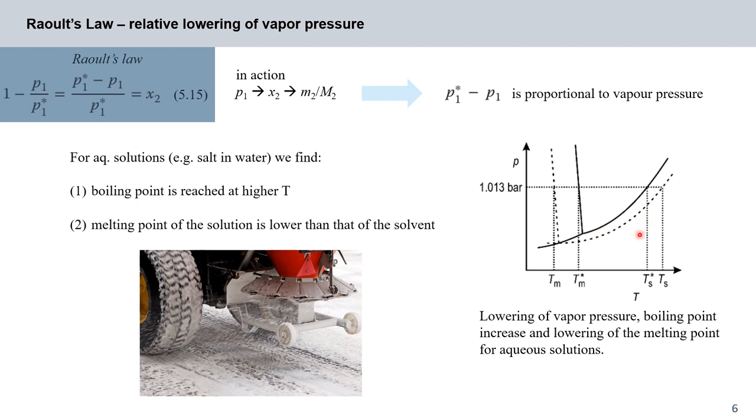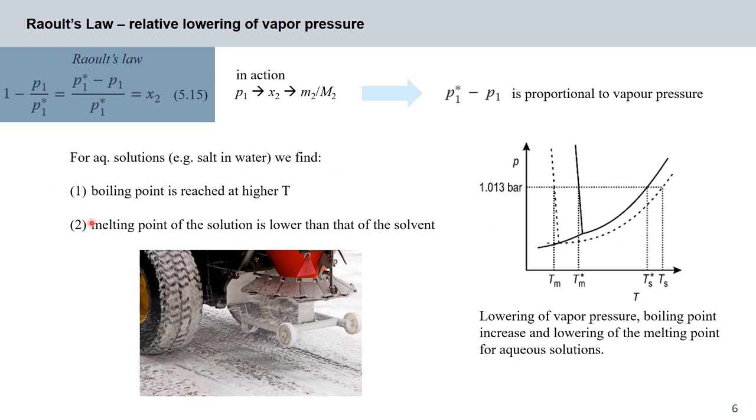Now, the lowering of vapor pressure here has two consequences. For example, the steam pressure of 1.013 bar is only reached at a higher temperature the moment that we have a solute present. This means that the boiling point of a solution is also at a higher temperature than in the pure solvent. So this is essentially the boiling point of our solution, somewhat higher than for the pure solvent.